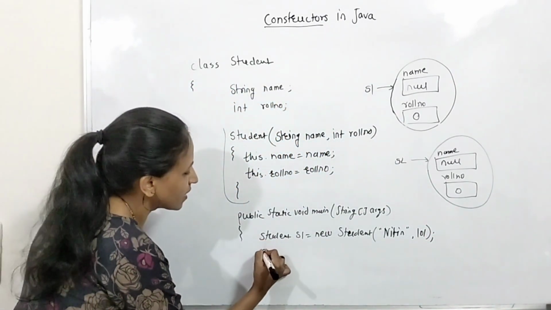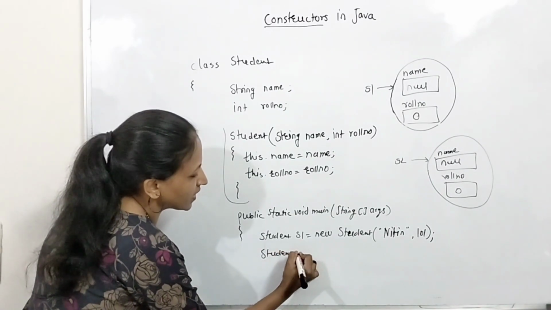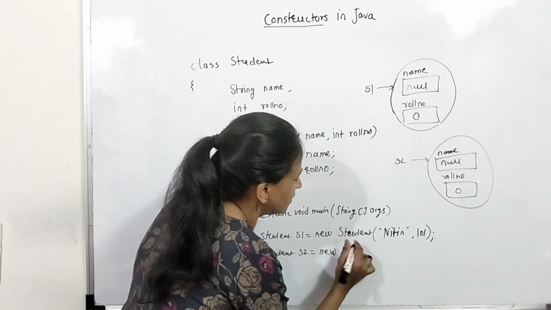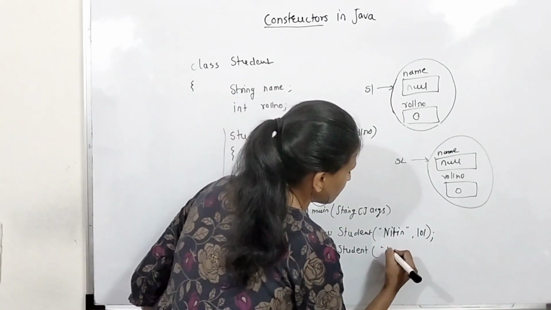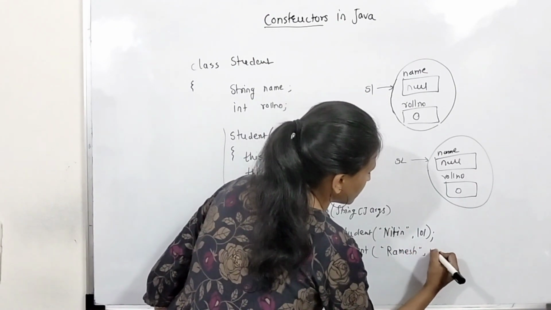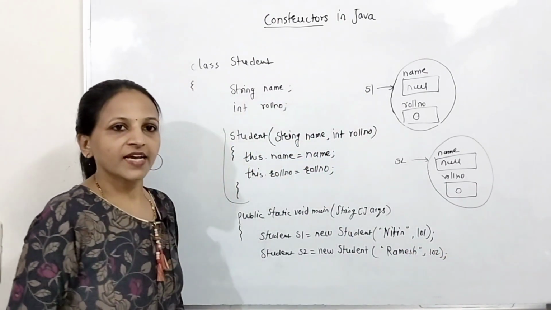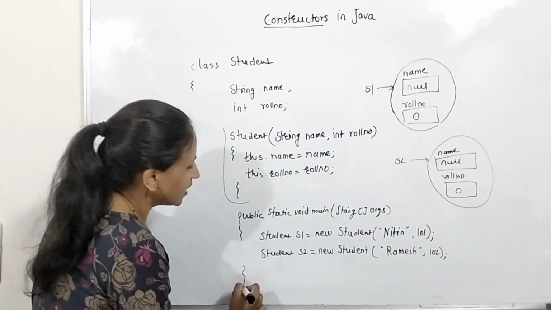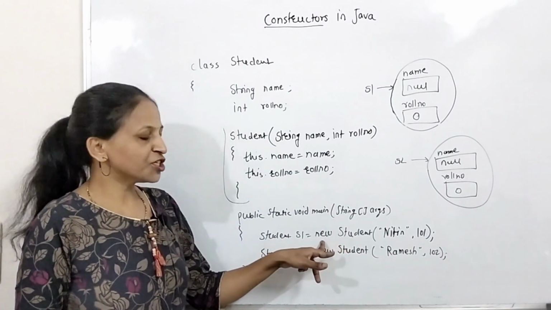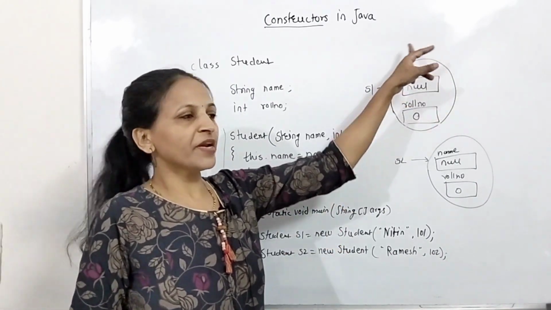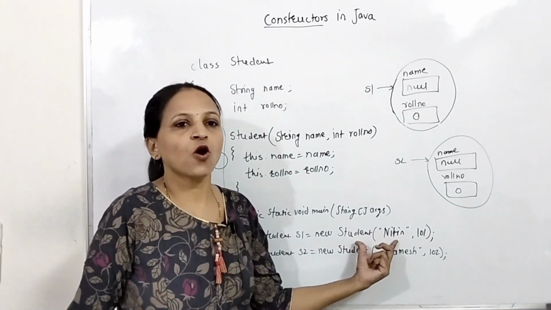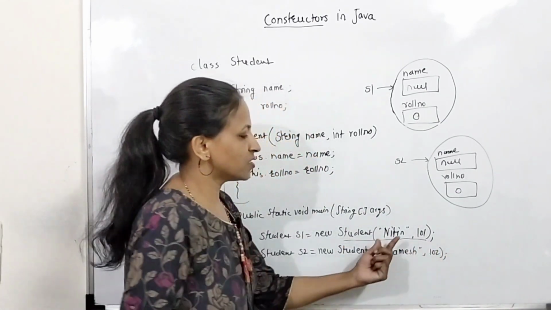Now second object I am creating, one more object like Student s2 equal to new Student, and here name is suppose Ramesh and 102. Getting? Now what will happen here? Whenever we create the first object, the object will be created because of this new operator in this way, and this is nothing but a constructor call. See, this part is nothing but a constructor call.